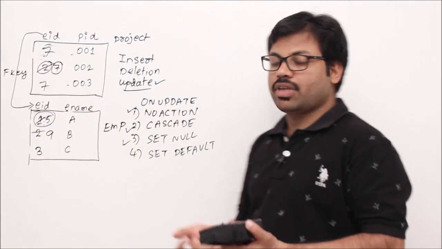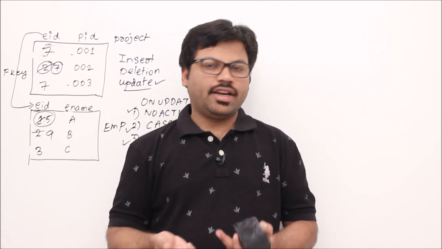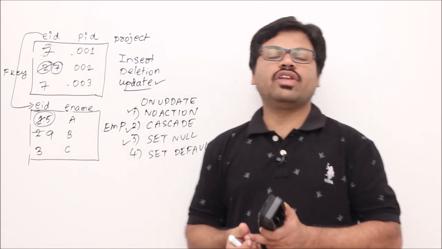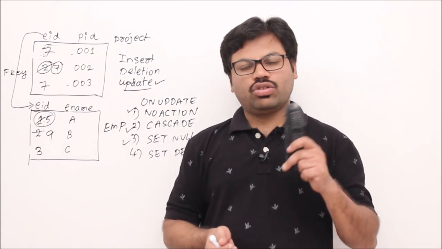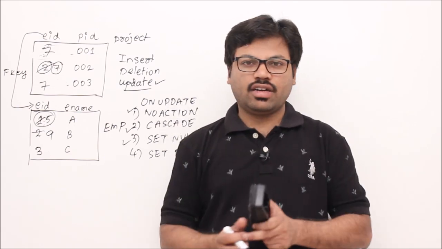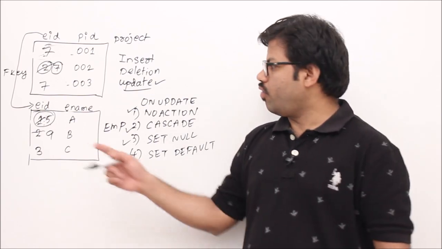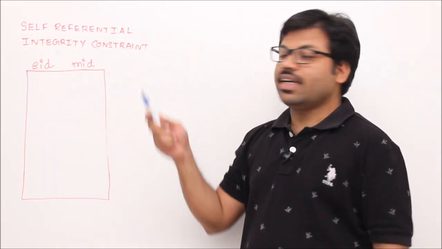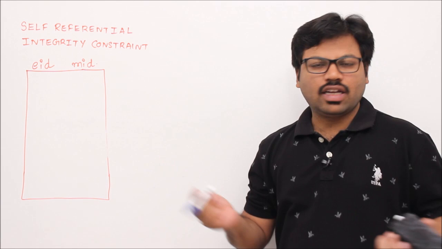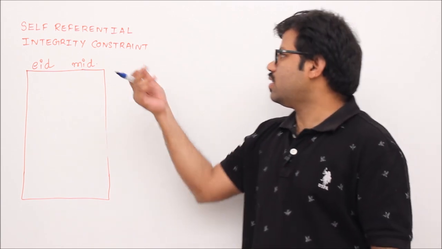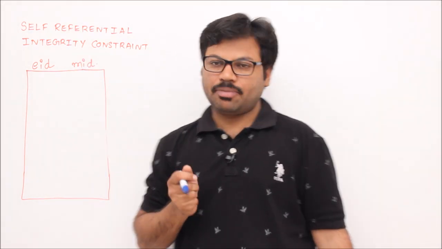So this is a concept of on update and on delete strategies. Okay, so we have seen how to insert the data, how to delete the data, how to update the data in the presence of a referential integrity constraint, if we have a foreign key. Now we will see the self-referential integrity constraint, which of course is also a foreign key.